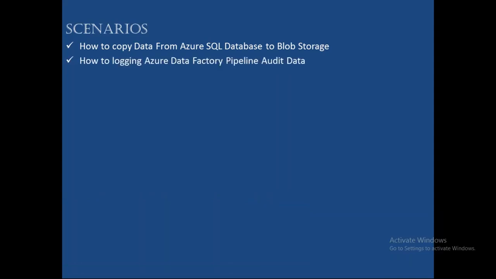Second one is, once you copy this data from SQL database to blob storage, we are going to log all this audit information into Azure SQL database. Then we are going to see dynamic copy activity, because I'm not going to hard code my table name or my destination container name. I am going to pass everything as parameters. I will use dataset parameters and pipeline parameters. Okay, next. In this particular lab, we are going to use copy activity and stored procedure activity. Only these two activities we are going to use.